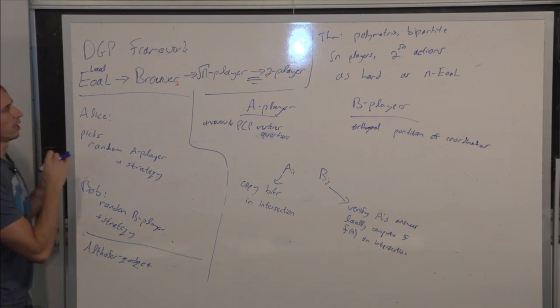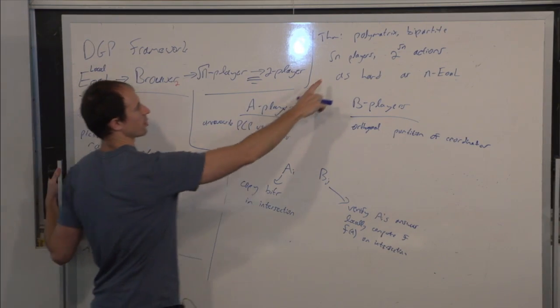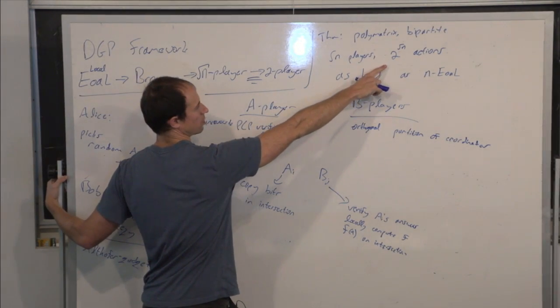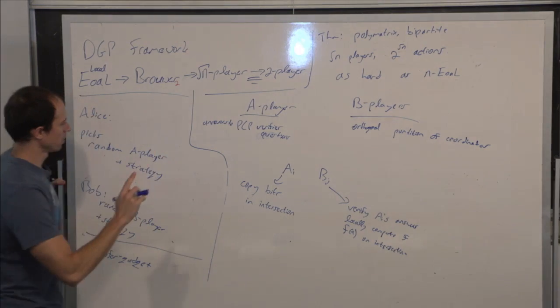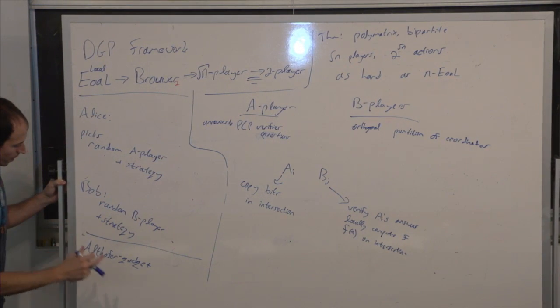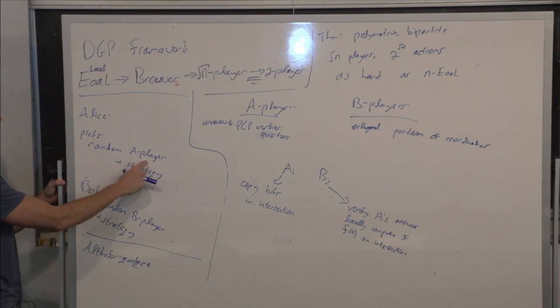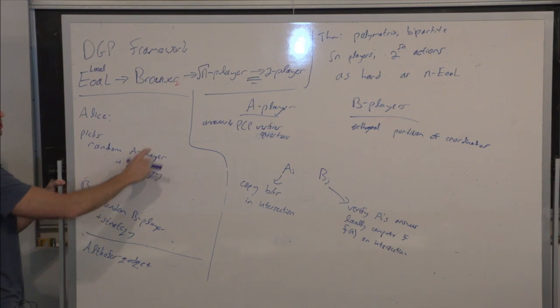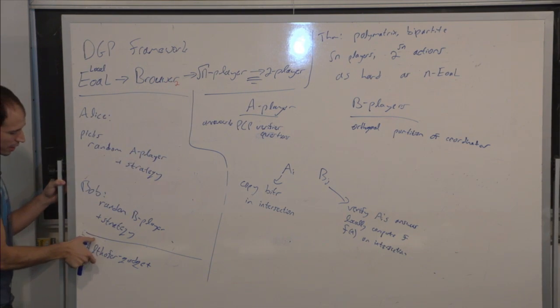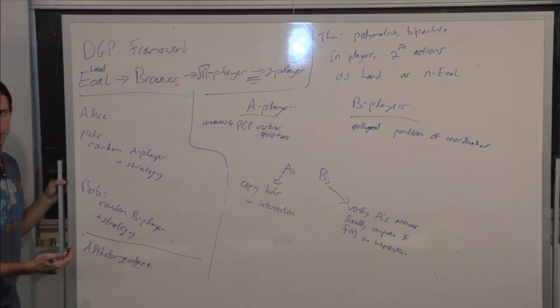Because each of these players has 2 to the root n actions, and also we want Alice to pick a player uniformly at random. She has root n players, and this gadget is exponential in the number of things you're randomizing over.